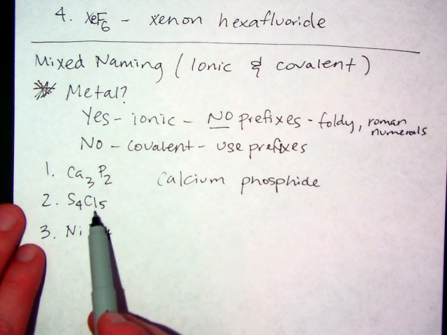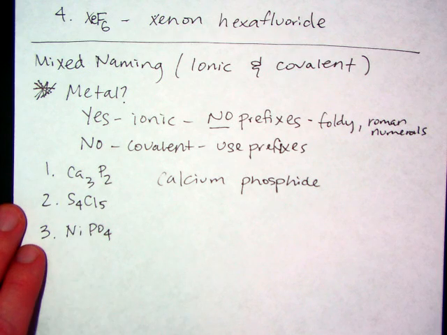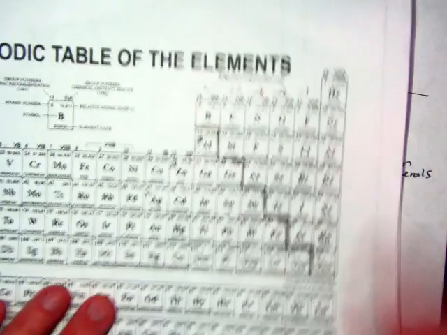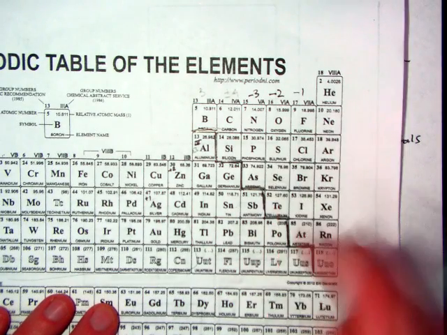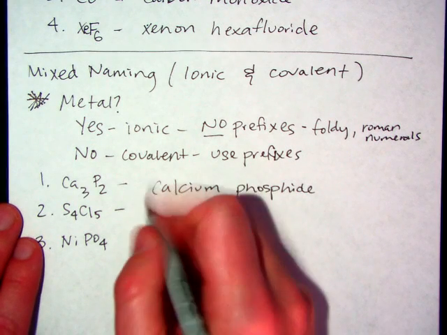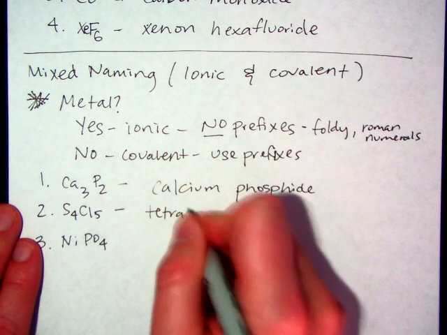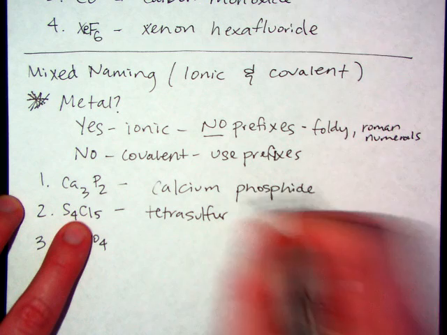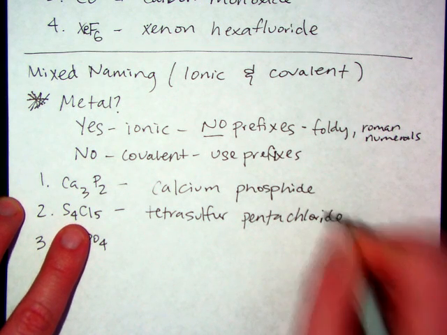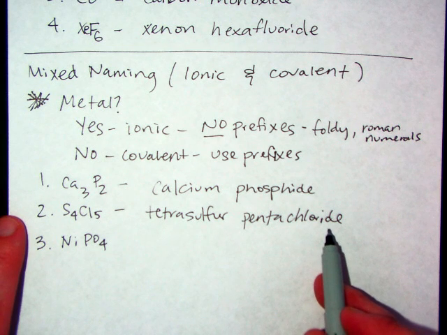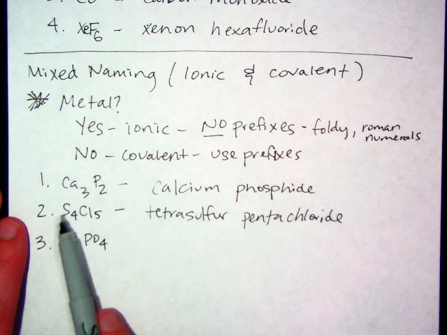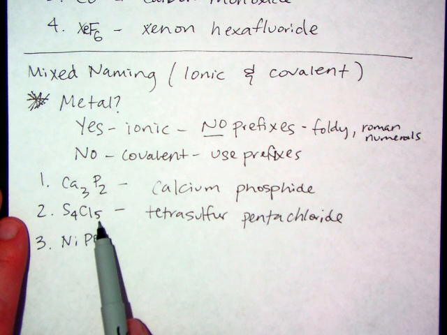Next one. S4Cl5. S is sulfur. Is that a metal or non-metal? Two people think it's a non-metal, and those people are correct. Sulfur is right here, the right side of the stair-step line, so it's a non-metal. So then you use prefixes, which we just learned. Prefix for 4 is tetra, tetrasulfur, and the prefix for 5 is penta, pentachloride. Notice you still give the second element an IDE ending. No crisscross. Don't write pentasulfide tetrachloride because you reverse the numbers that are there. Some people want to do that, and that's not correct.